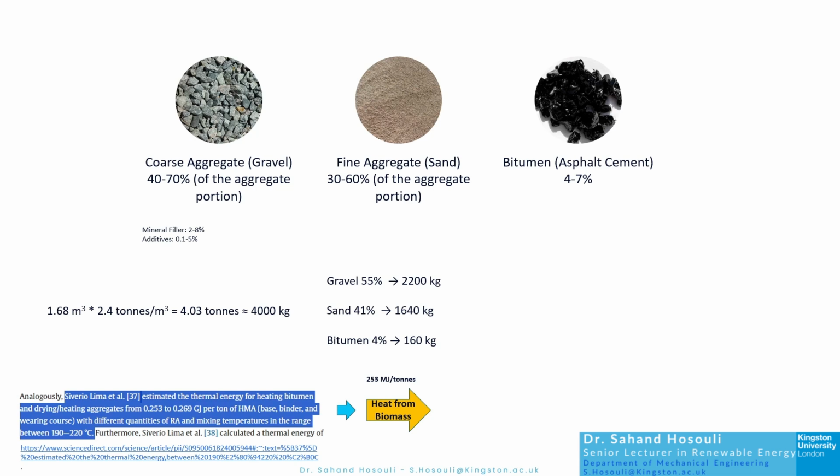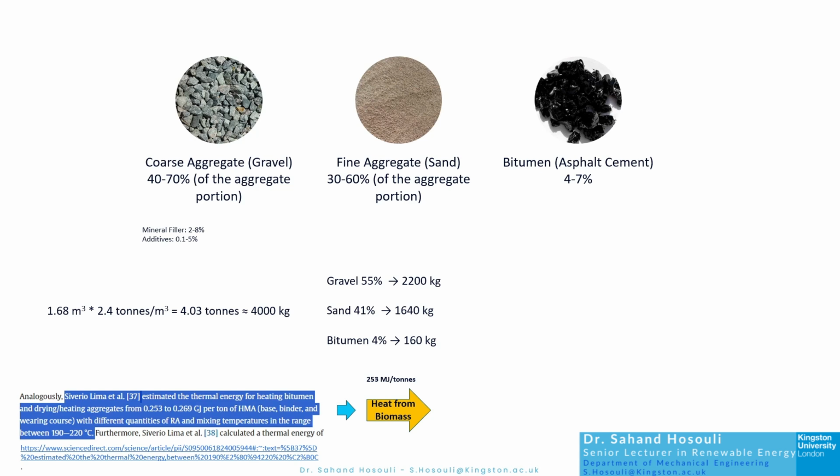From one of the literatures, I managed to find that the heat needed is 250 megajoule per ton for mixing these components in asphalt production, or a hot mixture asphalt plant. And what I'm considering as well in my case is that this heat is going to be provided from biomass in this asphalt production site. So this is my case. Now I need to go into more detail in defining my life cycle assessment.